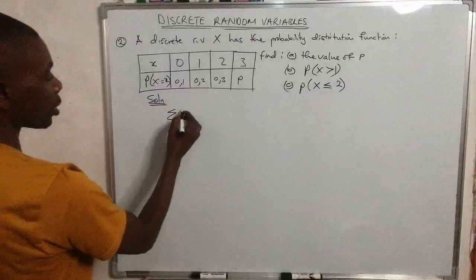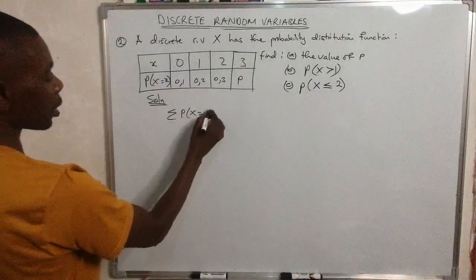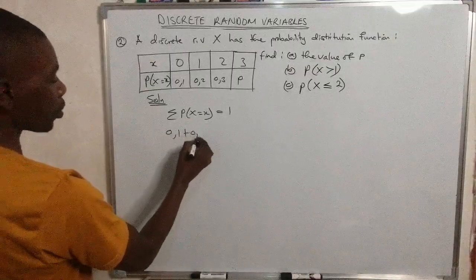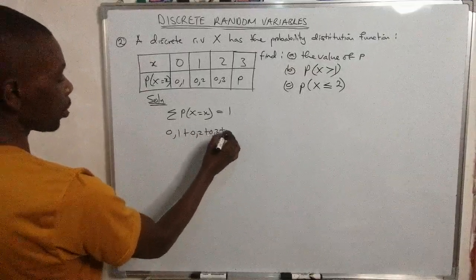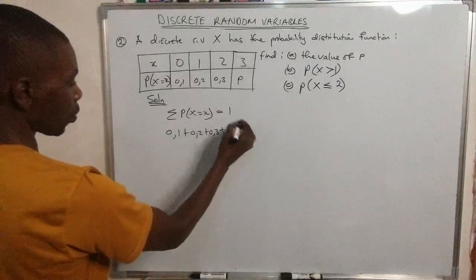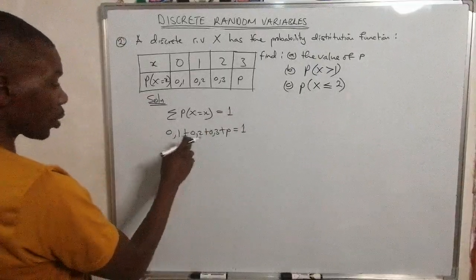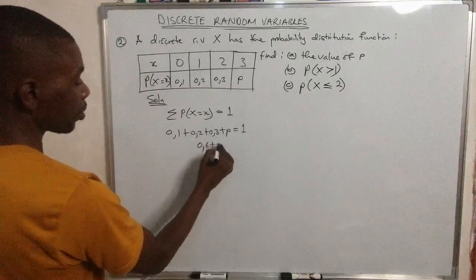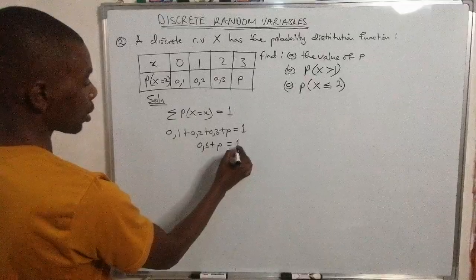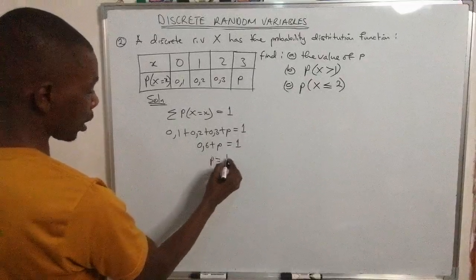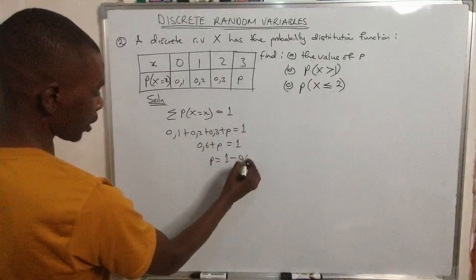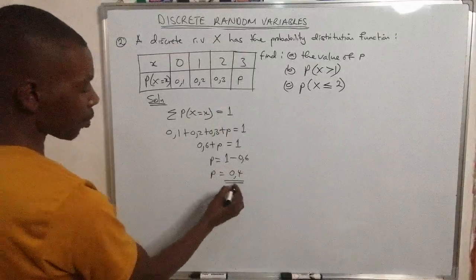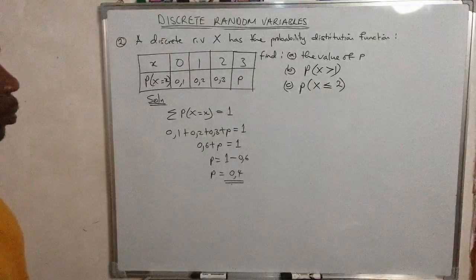So our solution for p: remember, if we add all the probabilities, they must add up to 1. The summation of P(x = x) is equal to 1, which means 0.1 plus 0.2 plus 0.3 plus p gives us 1. 0.1 plus 0.2 is 0.3, 0.3 plus 0.3 is 0.6, plus p equals 1. Then p equals 1 minus 0.6, that's 0.4. So this is how we find our p.